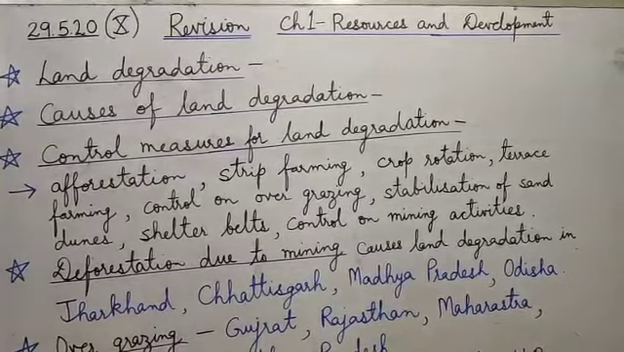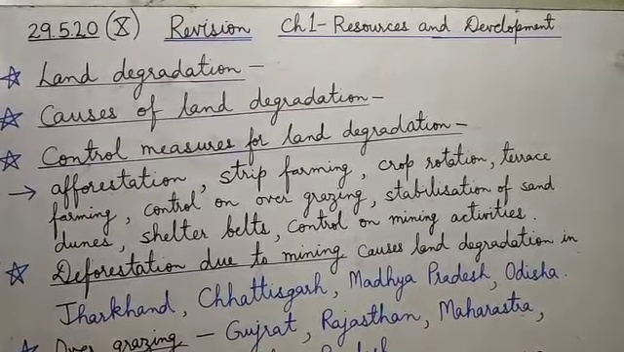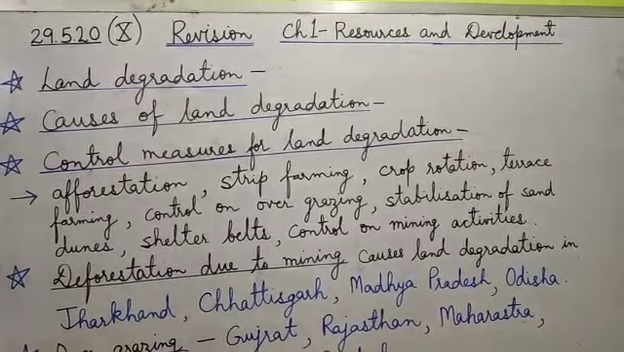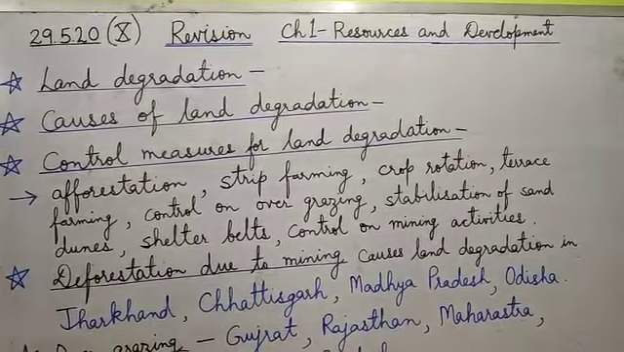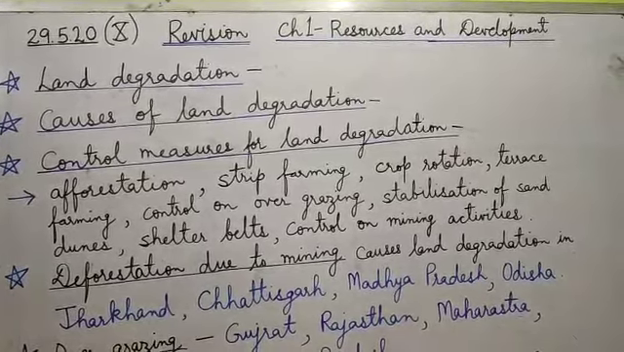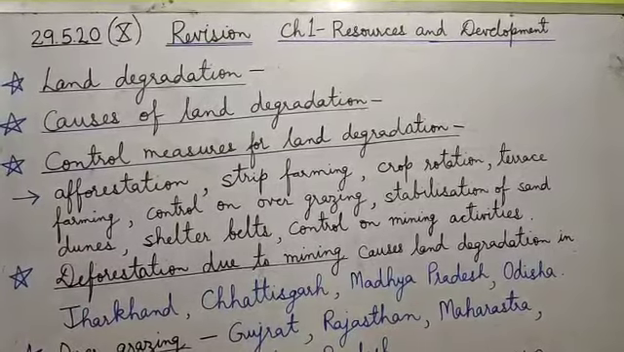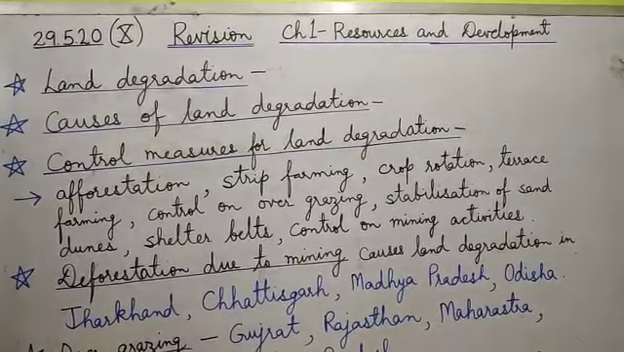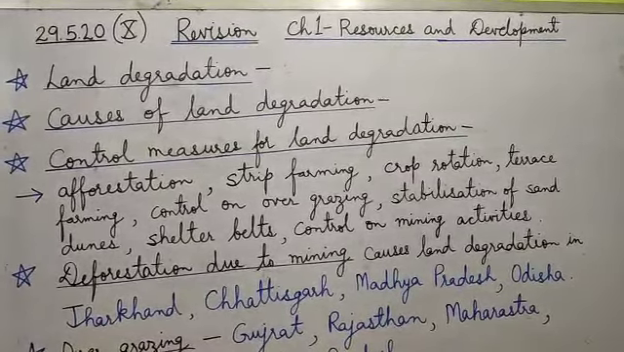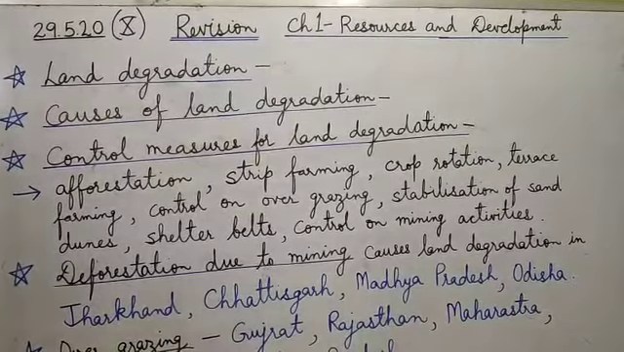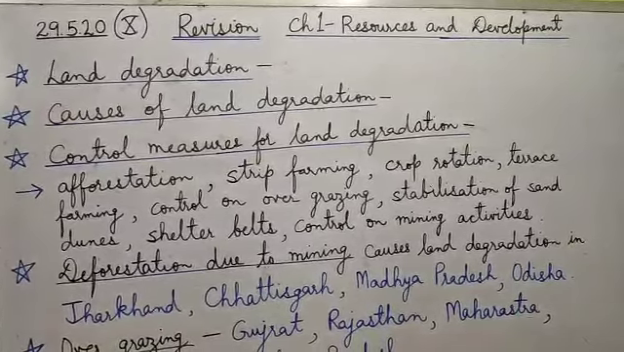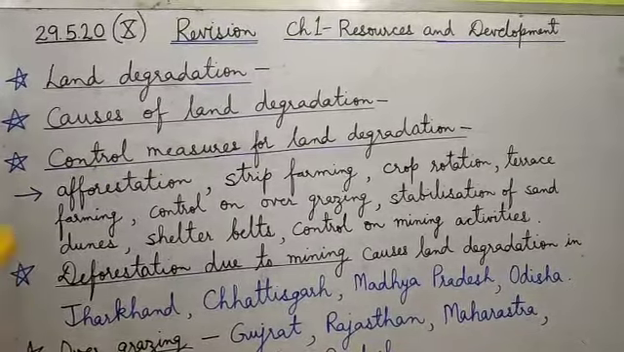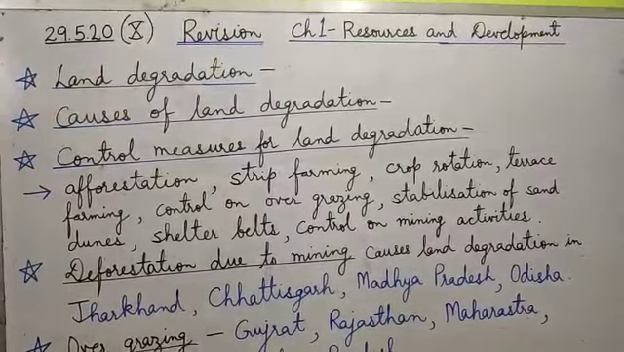This includes deforestation, that is cutting down of trees on a large scale, overgrazing, bad agricultural practices, like for example, sowing the same crop again and again without leaving it fallow, or slash and burn agriculture, ploughing in up and down movement. Next is industrialization and urbanization, and some natural calamities like landslides and floods. They all are responsible for land degradation.